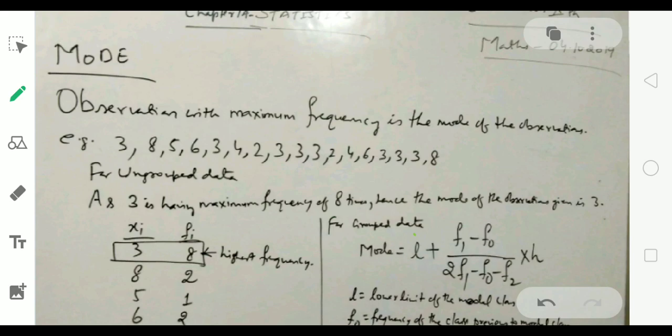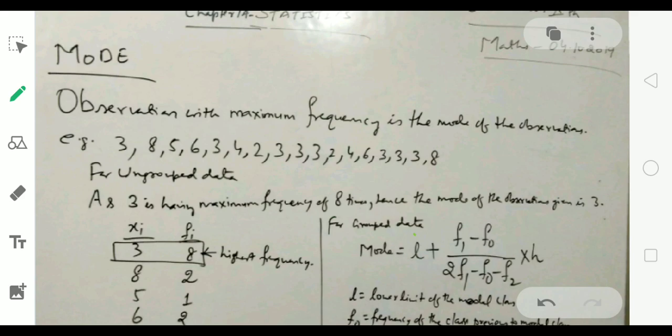Similarly, mode is also one of the measures of central tendency, an important part of statistics. When we collect some observations, we find that some observations are getting repeated. Mode is the observation with maximum frequency, the one repeated the highest number of times. So the observation with maximum frequency is the mode of the observations.